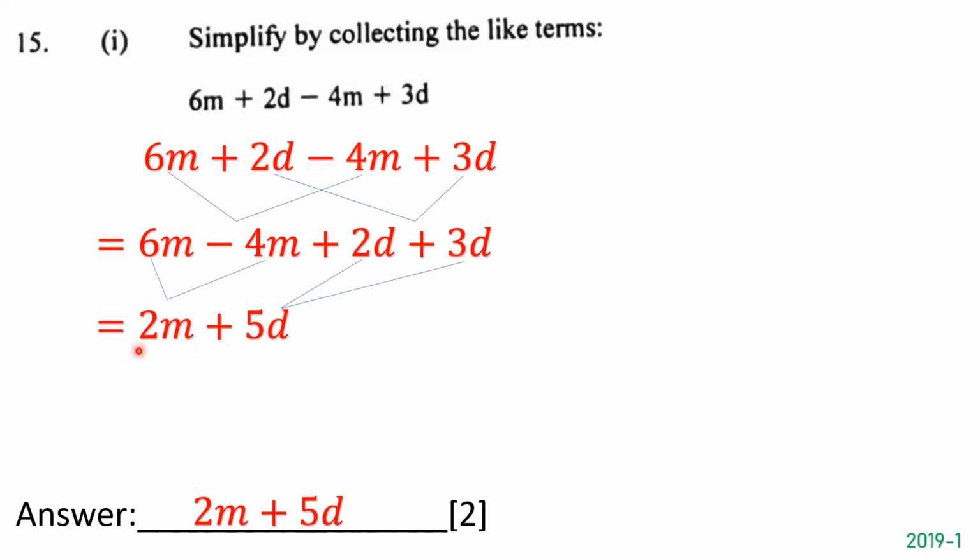And we cannot simplify any further because 2m and 5d are not like terms. They don't have the same letters, so we cannot simplify any further. Our answer is simply 2m plus 5d.